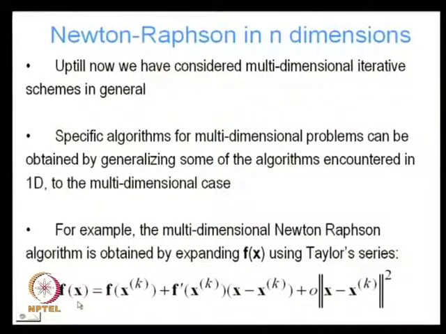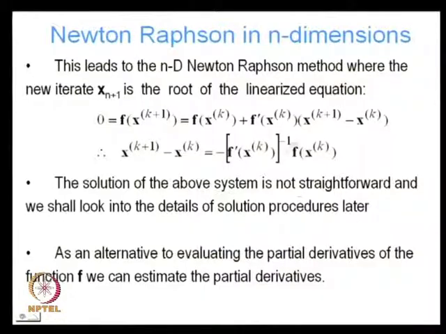So, f of x is equal to f of x k. I am expanding it about my iterate at step k. So, f of x k plus f prime evaluated at x k times x minus x k, plus the remainder term, the higher order terms, which are going to be quadratic and higher. So, this is my Taylor series expansion, and this leads to the n dimensional Newton-Raphson method, where the new iterate x n plus 1 is the root of the linearized equation.